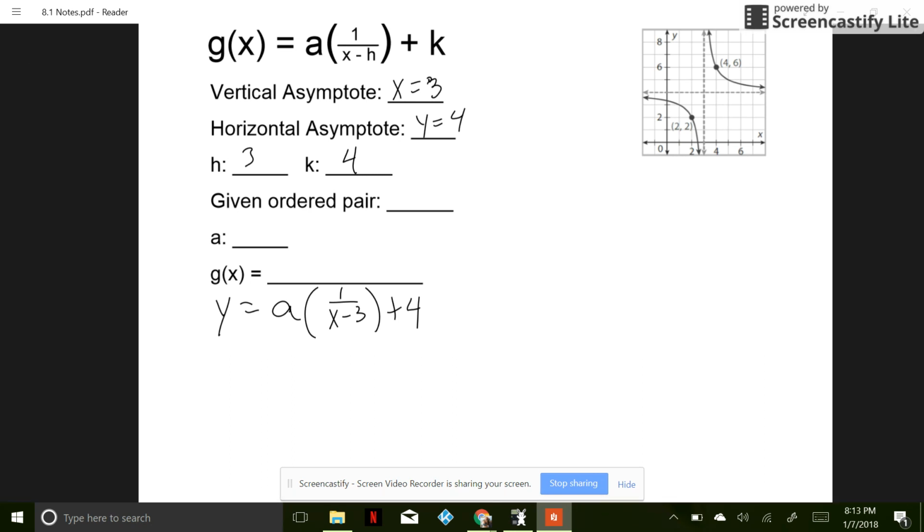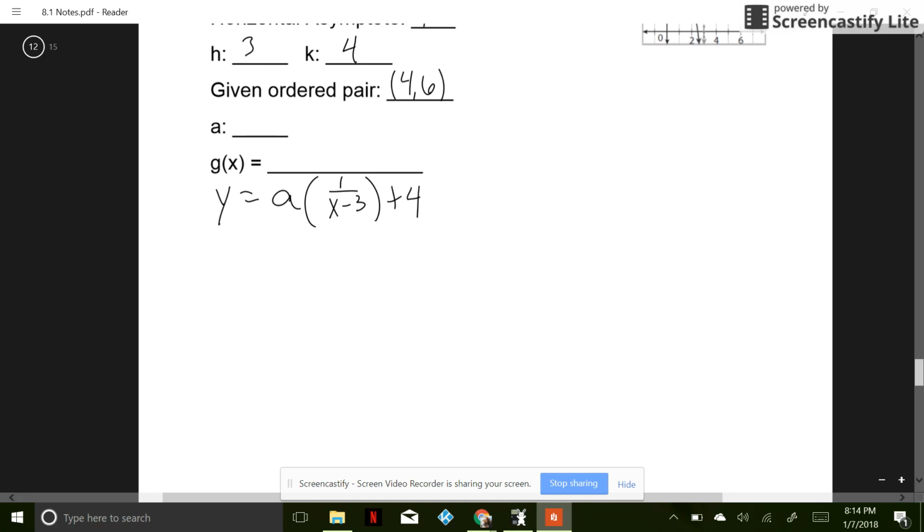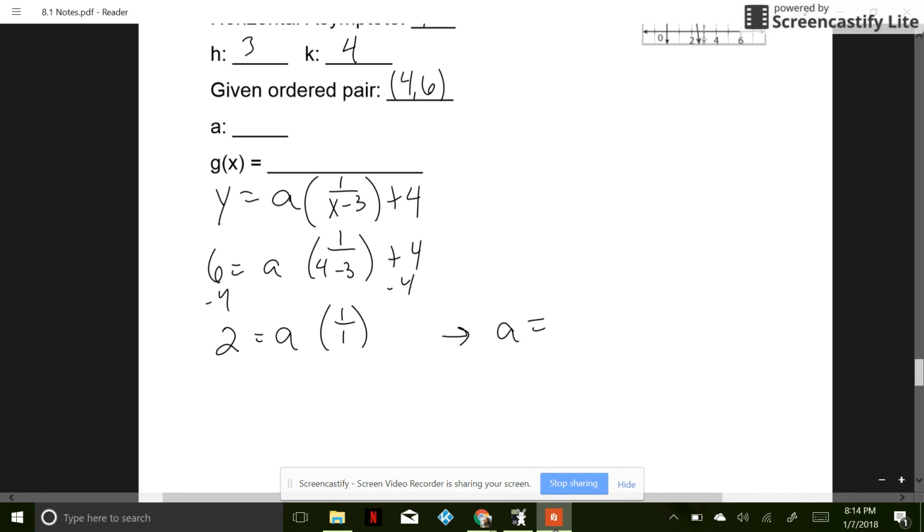So then take one of the 2 ordered pairs that they give us. I'm just going to take (4, 6), and plug in those values into your equation. So 6 is equal to a times 1 over x, which is 4, minus 3, plus 4. So I'm going to subtract the 4 to get 2, and then 4 minus 3 is 1. So this is telling us that a is just 2.